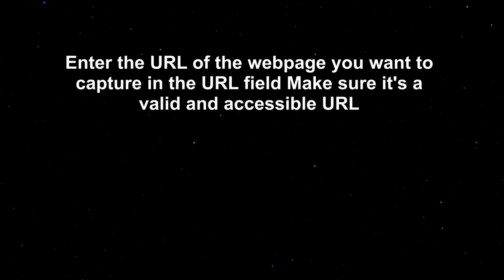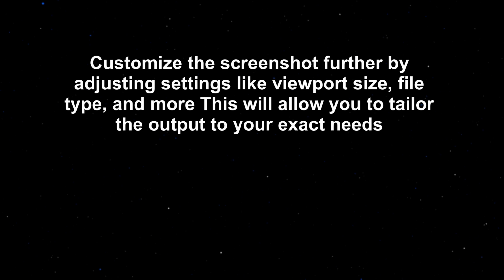Enter the URL of the web page you want to capture in the URL field. Make sure it's a valid and accessible URL. Customize the screenshot further by adjusting settings like viewport size, file type, and more. This will allow you to tailor the output to your exact needs.